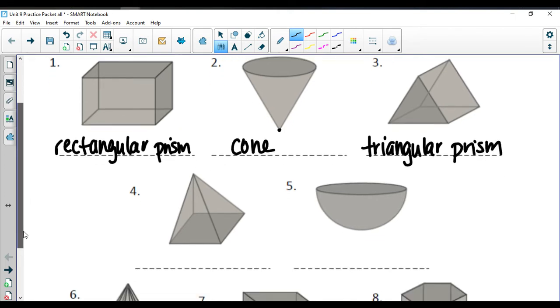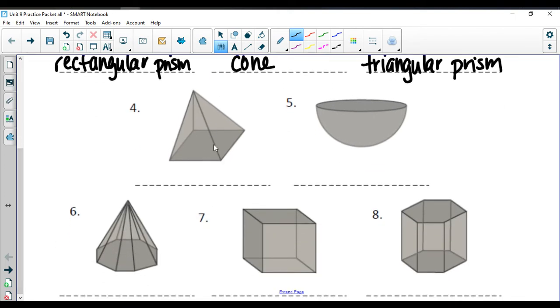Question number 4, we have a square base. If you called it a rectangular base, I would be okay with that too, connected to a vertex by all those different triangles around. So we're going to call this a square pyramid. If you called it a rectangular pyramid, that would be fine as well. In number 5, this is half of a sphere, which we call a hemisphere.